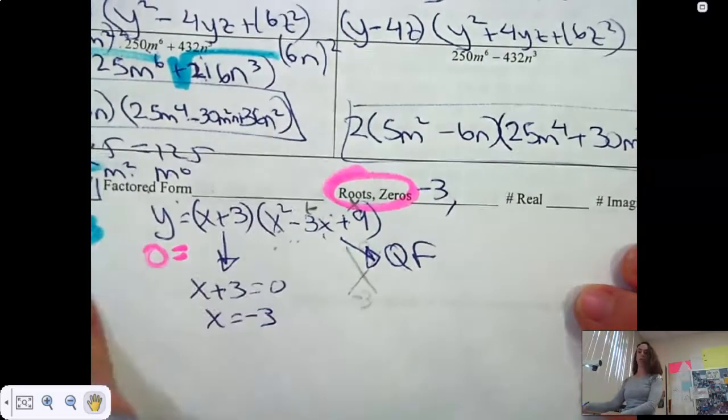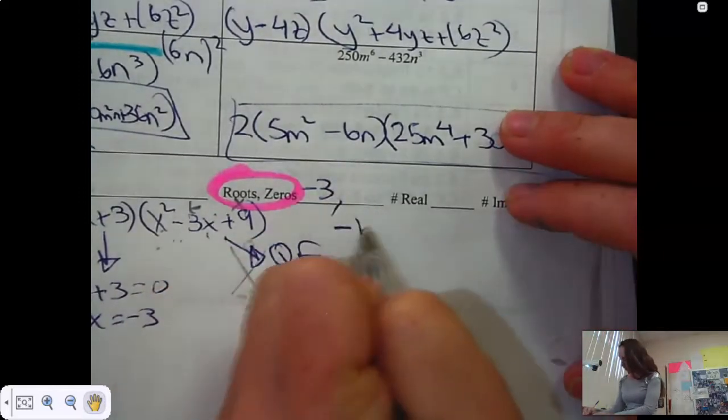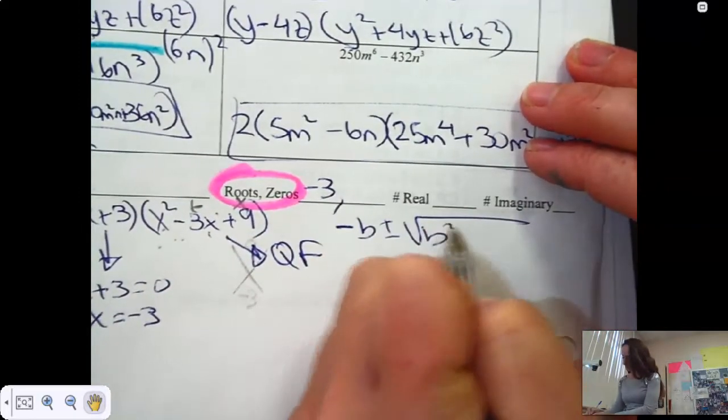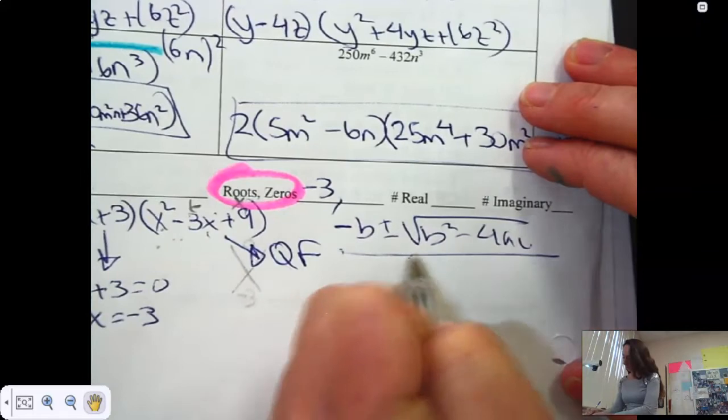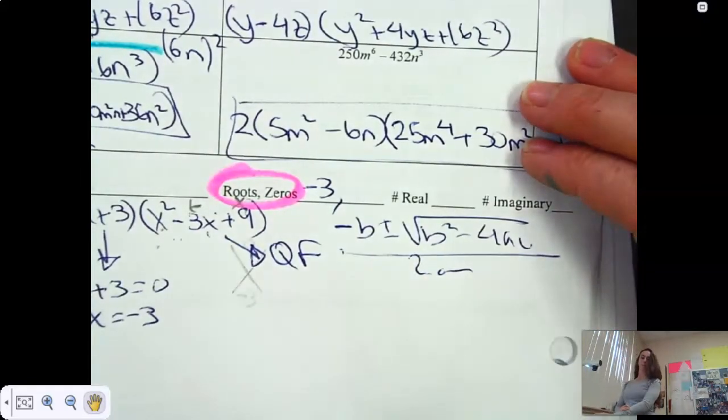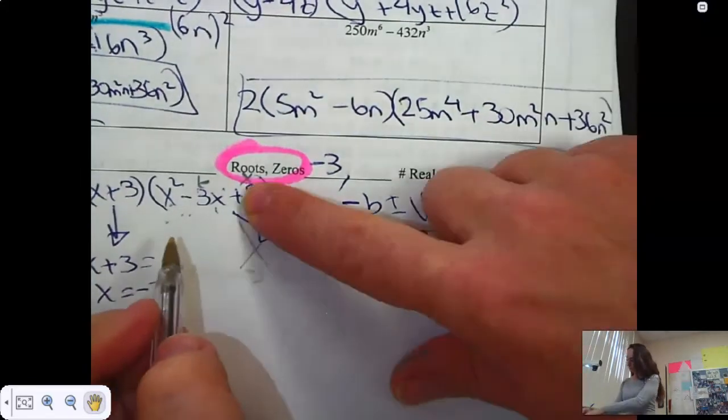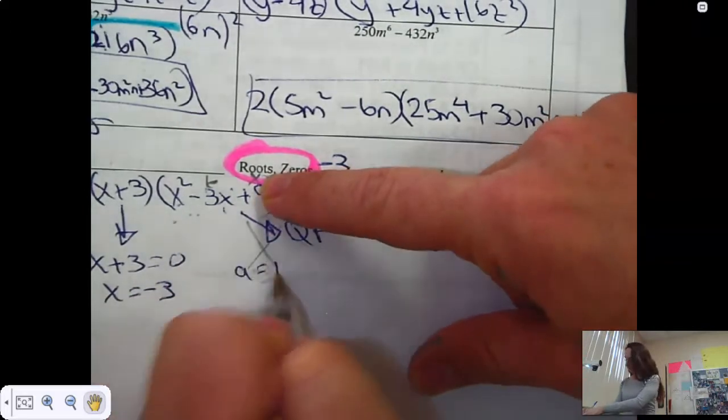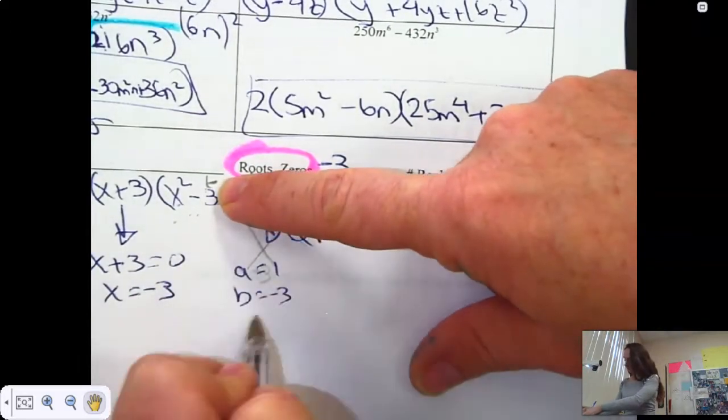You need to be good at the quadratic formula. Let me write it down. Negative b plus or minus the square root of b squared minus 4ac, all divided by 2a. Okay, so you know what I'm going to do? I'm going to identify a and b and c.